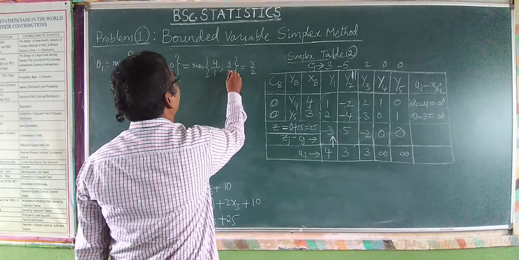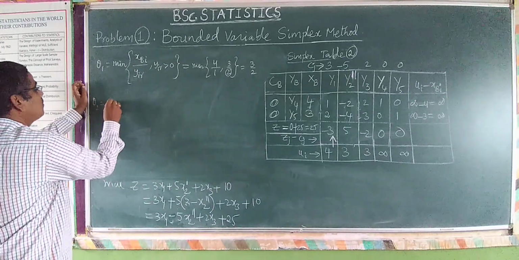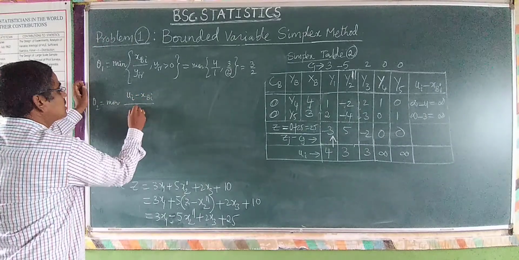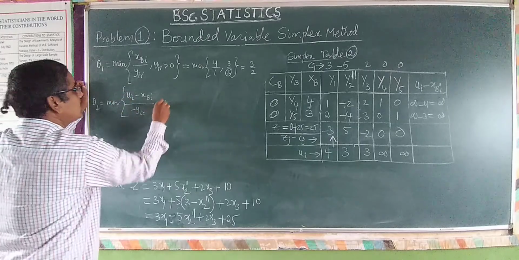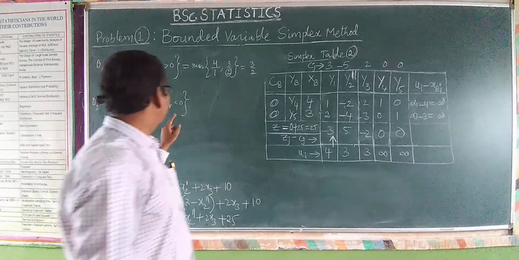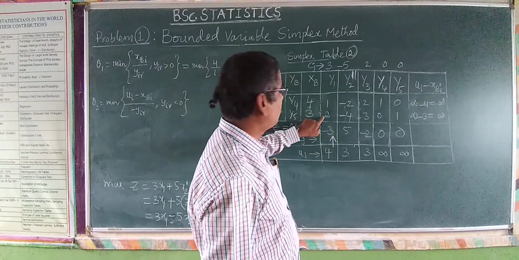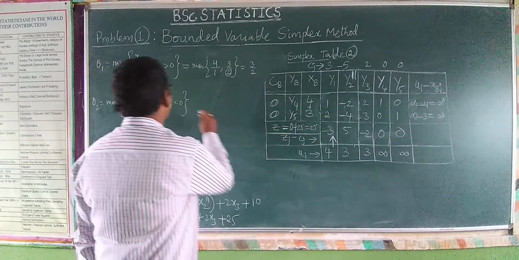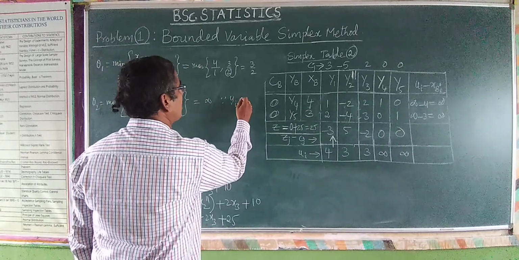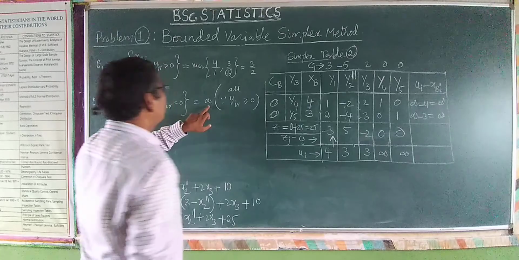So corresponding to this particular element, we see that. Then theta 2 is the minimum of (ui minus xbi) divided by (minus yir), where yir is less than 0. If all yir are greater than or equal to 0, then the value is infinity. Now observe the yir values in y1: 1 and 2, both are positive. Since all yir are greater than or equal to 0, it is infinity.